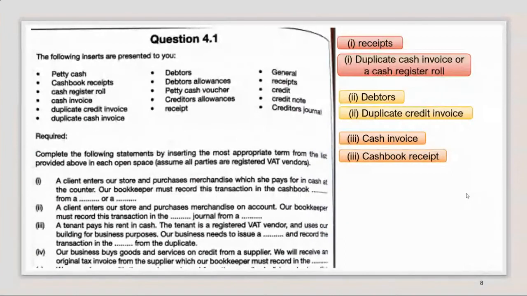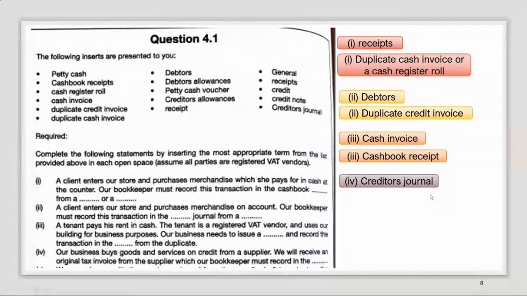Okay, so Nicholas, you are talking about a source document and not the journal we are referring to. And just remember, if it's from a supplier, in the question they actually talk about an original tax invoice. So remember, our supplier would have given us the original to capture. The duplicate credit invoice would relate to a debtor, so that is our customer. Okay, Maria says in the creditor's journal, and Zandile as well, and that is correct.